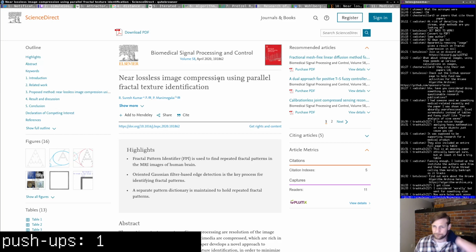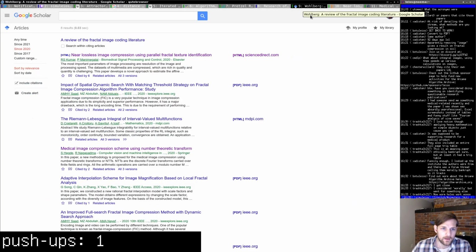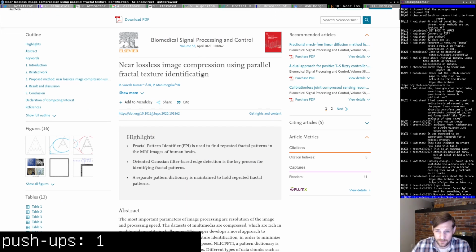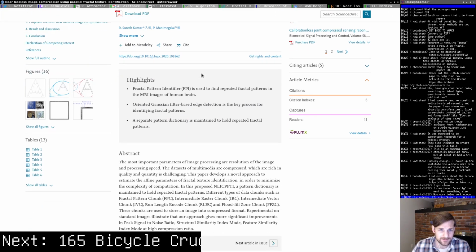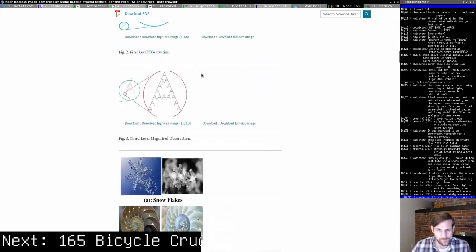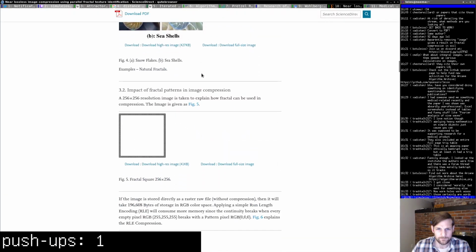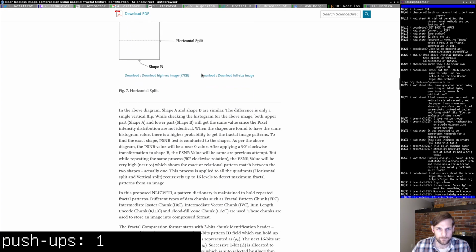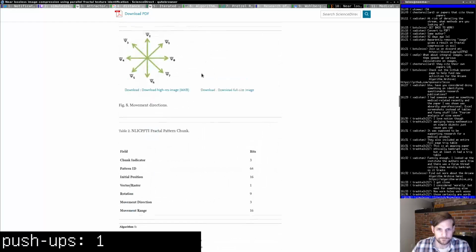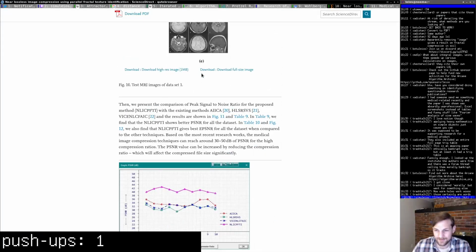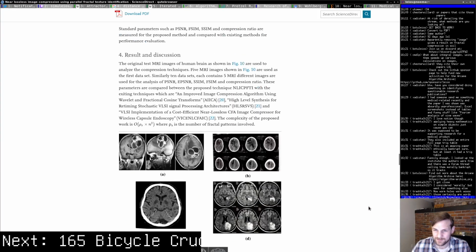Was this cited by anybody? It was cited by 6. So, since it was published in 2020, 6 citations, that's pretty good. People are clearly into this. Yeah, I am a bit unsure about this paper. I don't know, I'm just unsure about it. I don't know why.